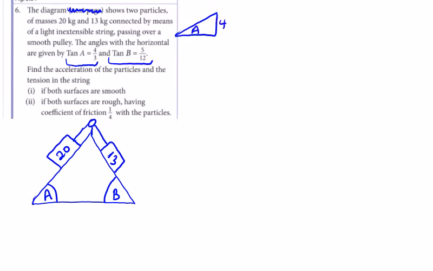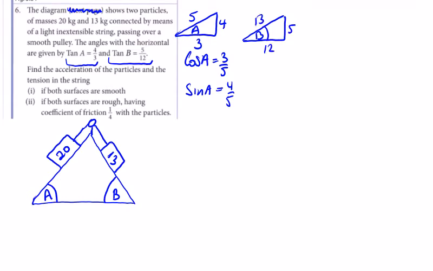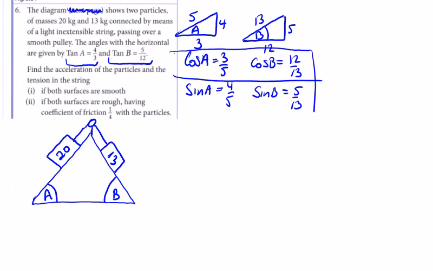Straight away, tan A is opposite over adjacent, 4 over 3, so hypotenuse 5. So cos A is adjacent over hypotenuse and sine A is opposite over hypotenuse. Second triangle, we have tan B is opposite over adjacent, hypotenuse is 13, so cos B is equal to 12 over 13 and sine B is equal to 5 over 13. Let's keep these in mind when we go down and resolve our forces.